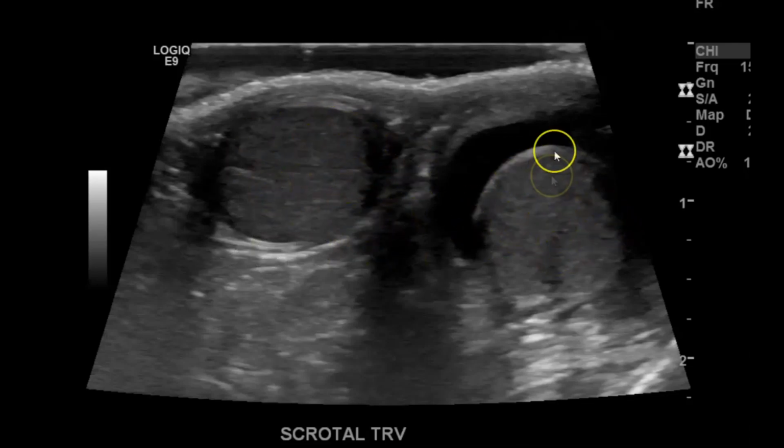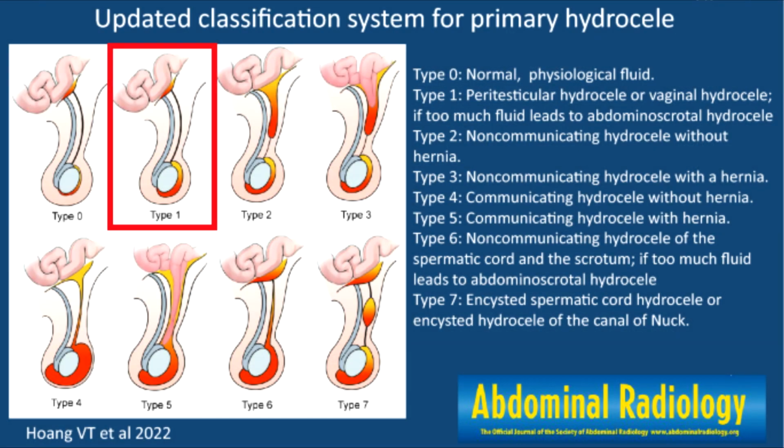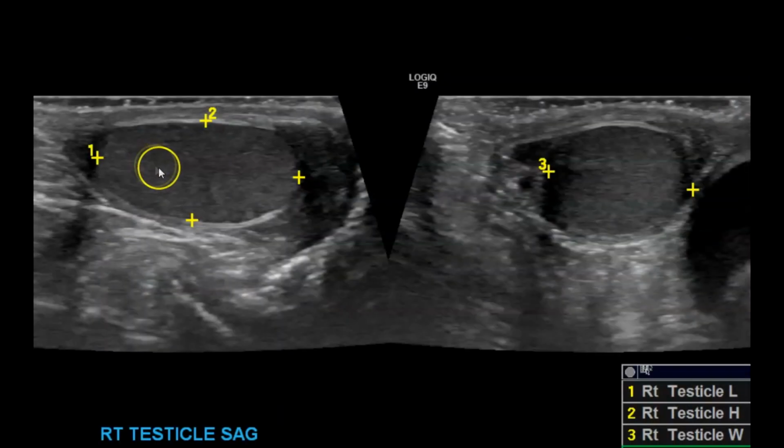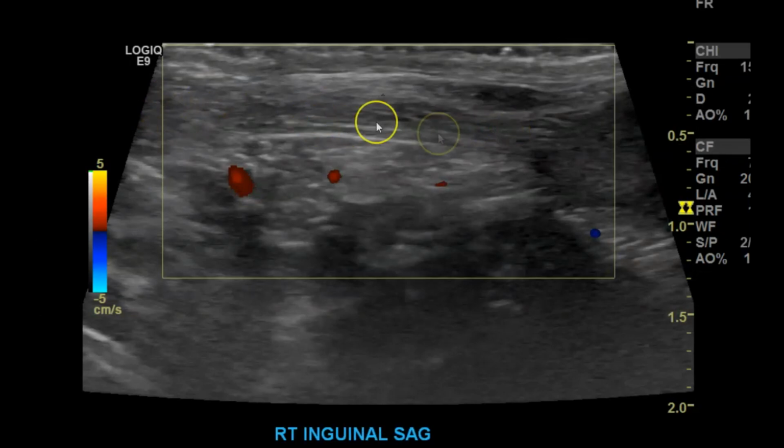So here we have a transverse view of the scrotum. Immediately you see that the left testicle has fluid around it. So this is a hydrocele, no big deal. Right testicle is normal. Here's the inguinal canal of the right testicle, looks good. See, all this would be spermatic cord.